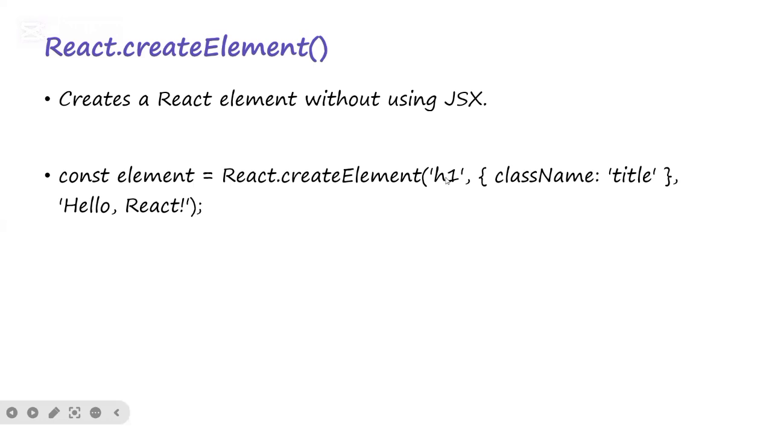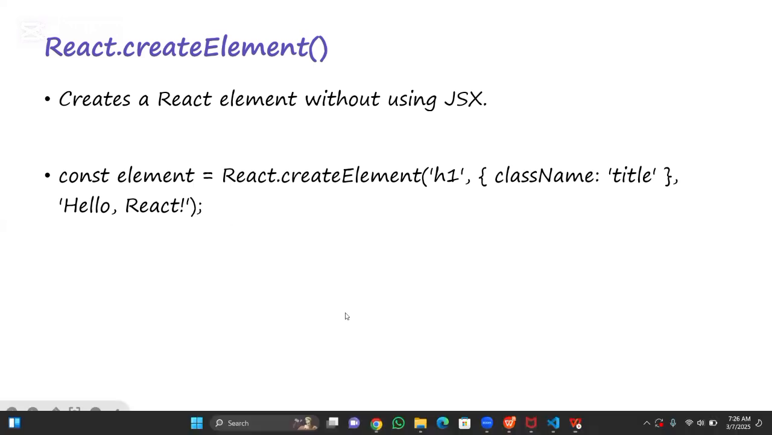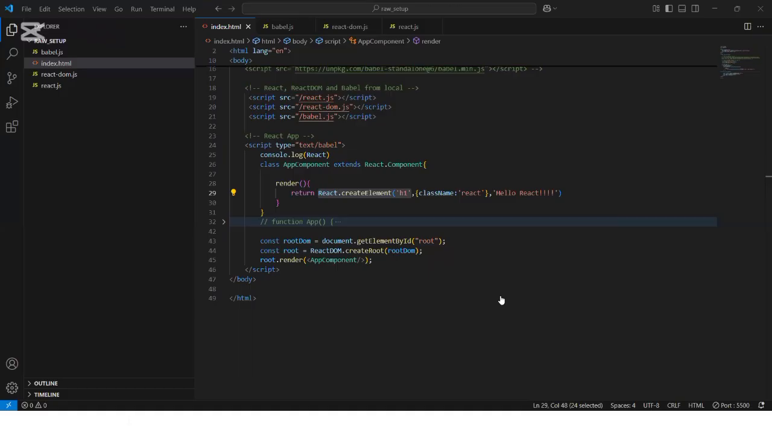We are using an H1 tag here. Then the children could be other HTML elements, or the children could be a single text. So let me go on and show you. I created this H1 element and gave it the className React, and I have this child here. This is a simple text node. So that is why we have what we have here.